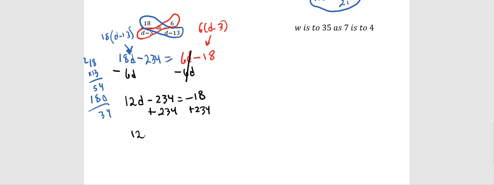And that's going to give me 12d is equal to 216. And our last step, now that we're left with the one-step equation, simply divide by 12. And that should get me, if I have my multiplication facts correct, 216 divided by 12 is 18. Okay, so that's where we stand.